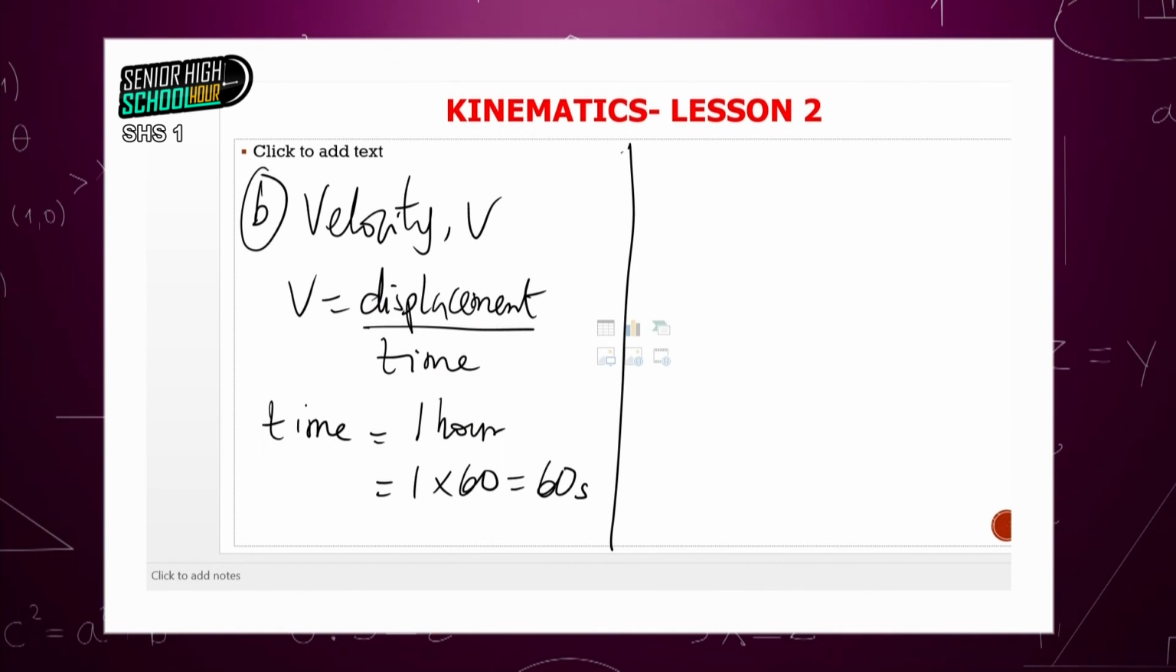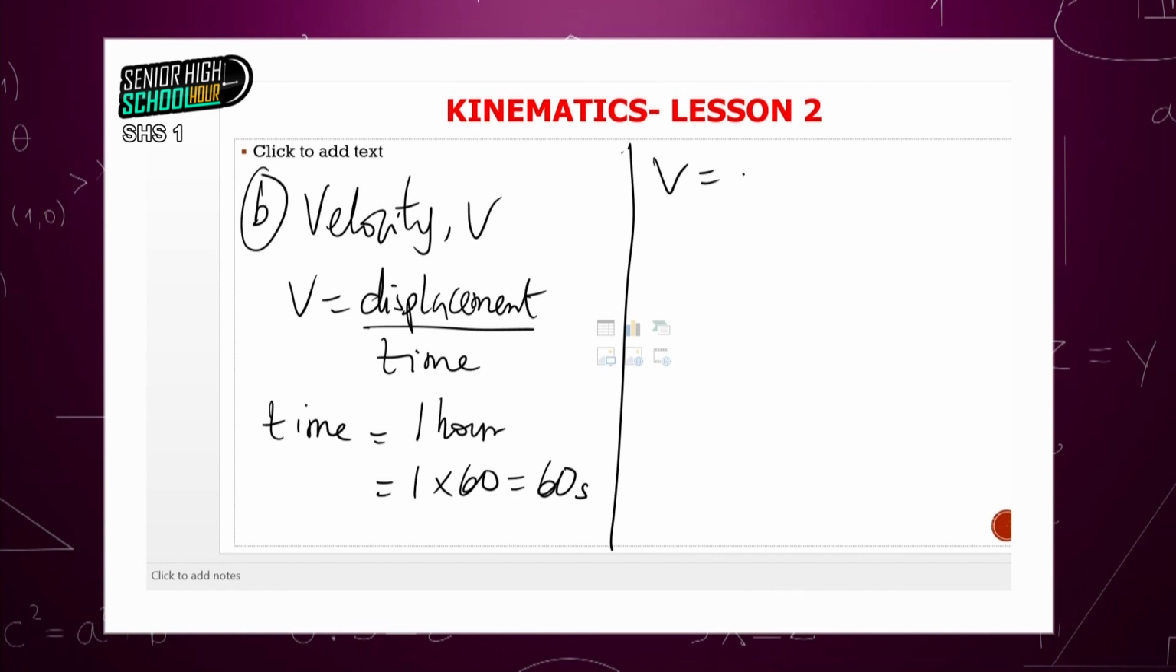So we have to find the velocity, but it should have displacement and then time. And the time must be in seconds because the unit is meter per second. So we give it a time to be 1 hour, which we have to change to seconds. So 1 hour times 60, that gives us 60 seconds.